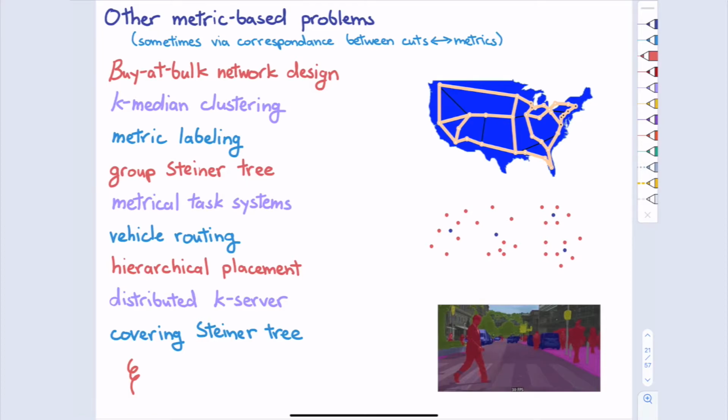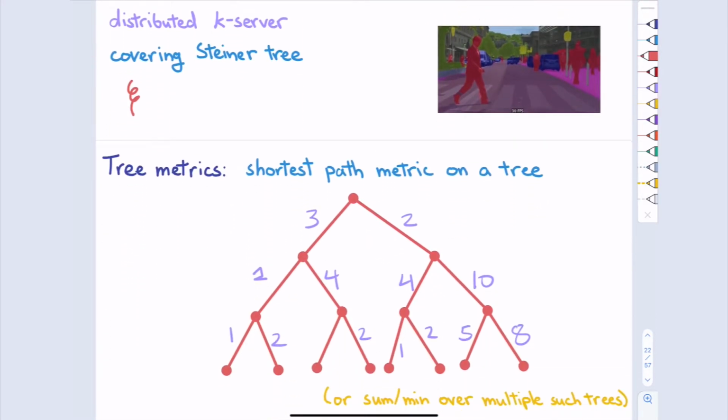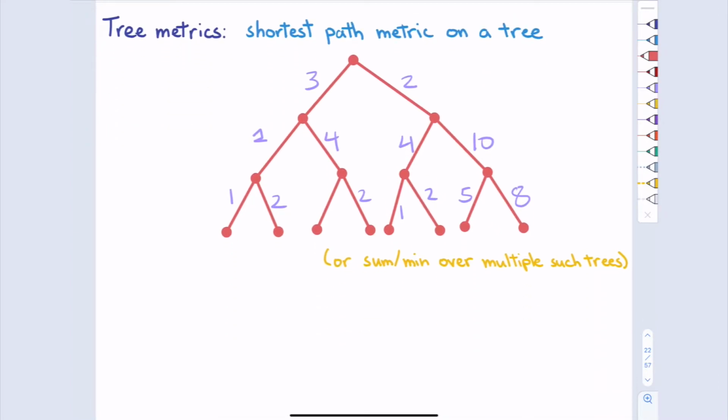There are a lot of other problems out there, and I would emphasize this more if we were doing an approximation algorithms class. So, Steiner tree problems, task system problems, vehicle routing, placement problems, what's called the k-server problem, another Steiner tree problem, and so forth. These are all just problems where metrics come into play prominently. So today's class is about tree metrics. Tree metrics just mean shortest path metric on a tree.